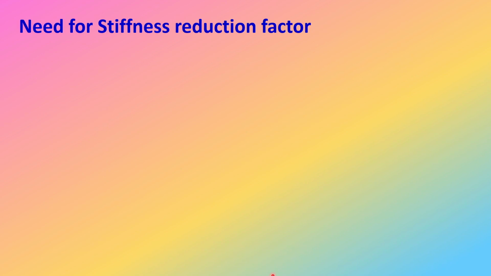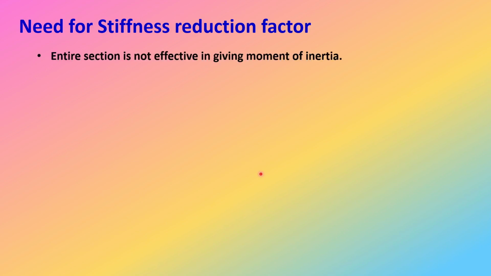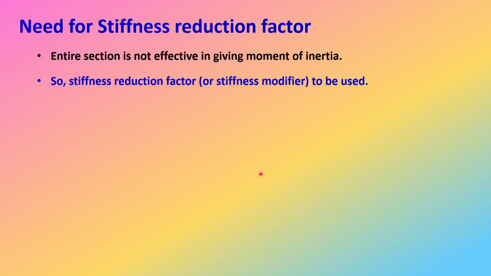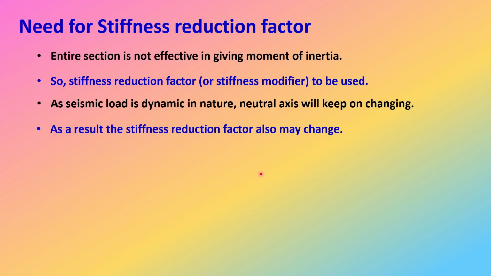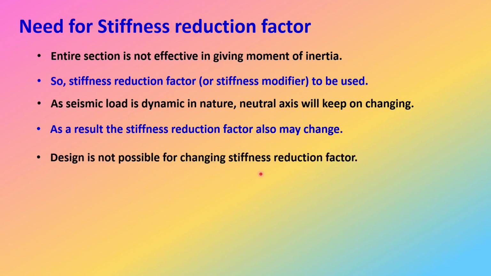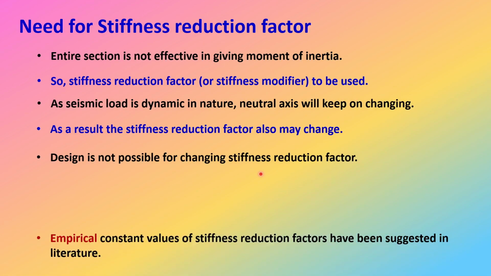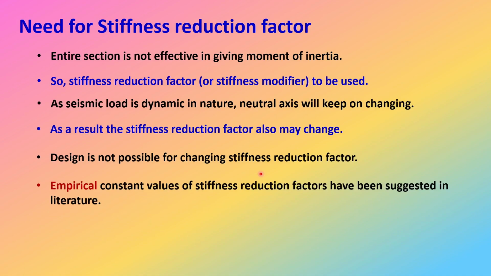That is what is written at the bottom. So why do you need a stiffness reduction factor or stiffness modifier? Firstly, the entire section is not effective in giving moment of inertia, as we have just seen. The stiffness reduction factor or stiffness modifier is to be used for this purpose. As seismic load is dynamic in nature, changing with time, the neutral axis will also be changing. If it is always changing, I cannot use a stiffness reduction factor which keeps changing. In design it is not possible to use a changing stiffness reduction factor step to step. So what we can do is take some average value of this stiffness reduction factor and use it in design. So these empirical constant values of stiffness reduction factors have been suggested in literature that we shall study.